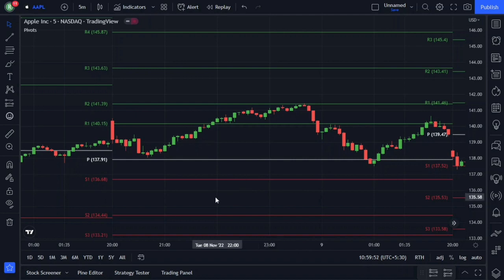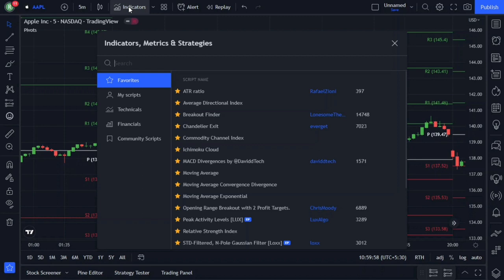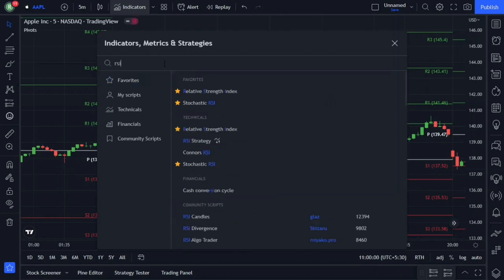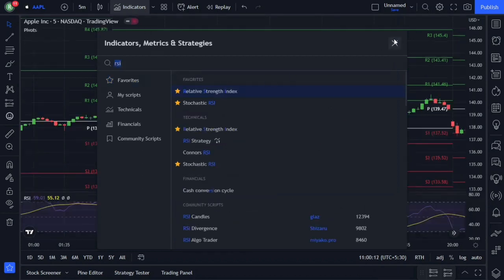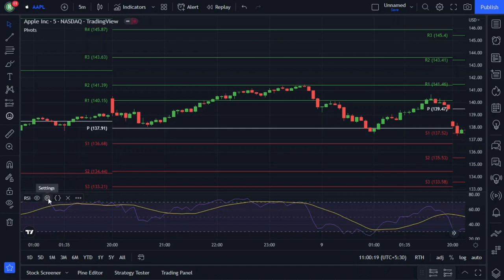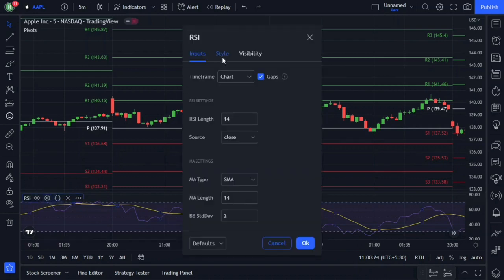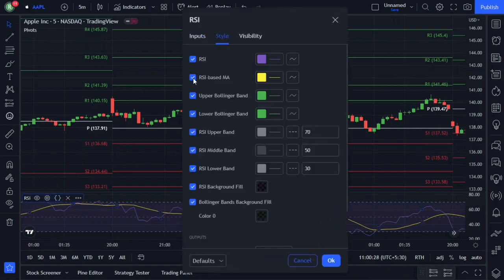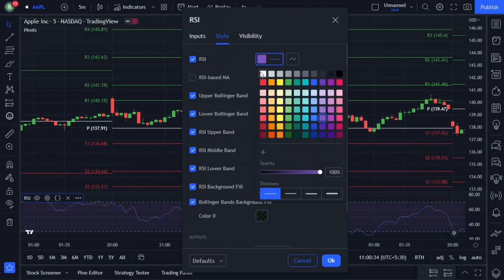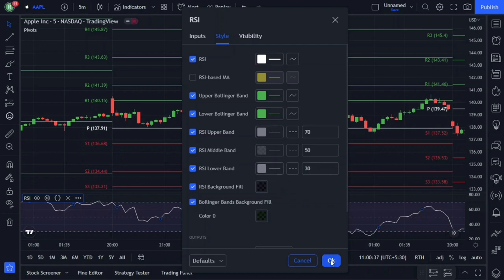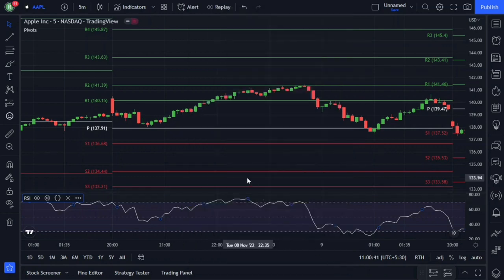So let's add the RSI indicator to our chart. So go to the indicator and search for RSI and add it to the chart. Now go to the indicator settings and in the Style tab, untick the RSI-based moving average. Also, I'll make the RSI white to make it more noticeable. After successfully placing both of these trading indicators on your trading chart, let's see how to use them.